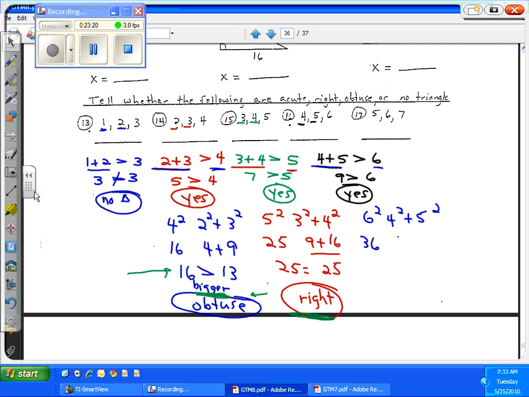6 squared is 36, 4 squared is 16, 5 squared is 25, 16 plus 25 is 41. The square of the larger is less than the sum of the squares of the other two. That means my angle becomes smaller since the side opposite is smaller. And if it's smaller than a right angle, then it's an acute angle. And so we have an acute triangle. Okay? This is known as the converse of the Pythagorean theorem.